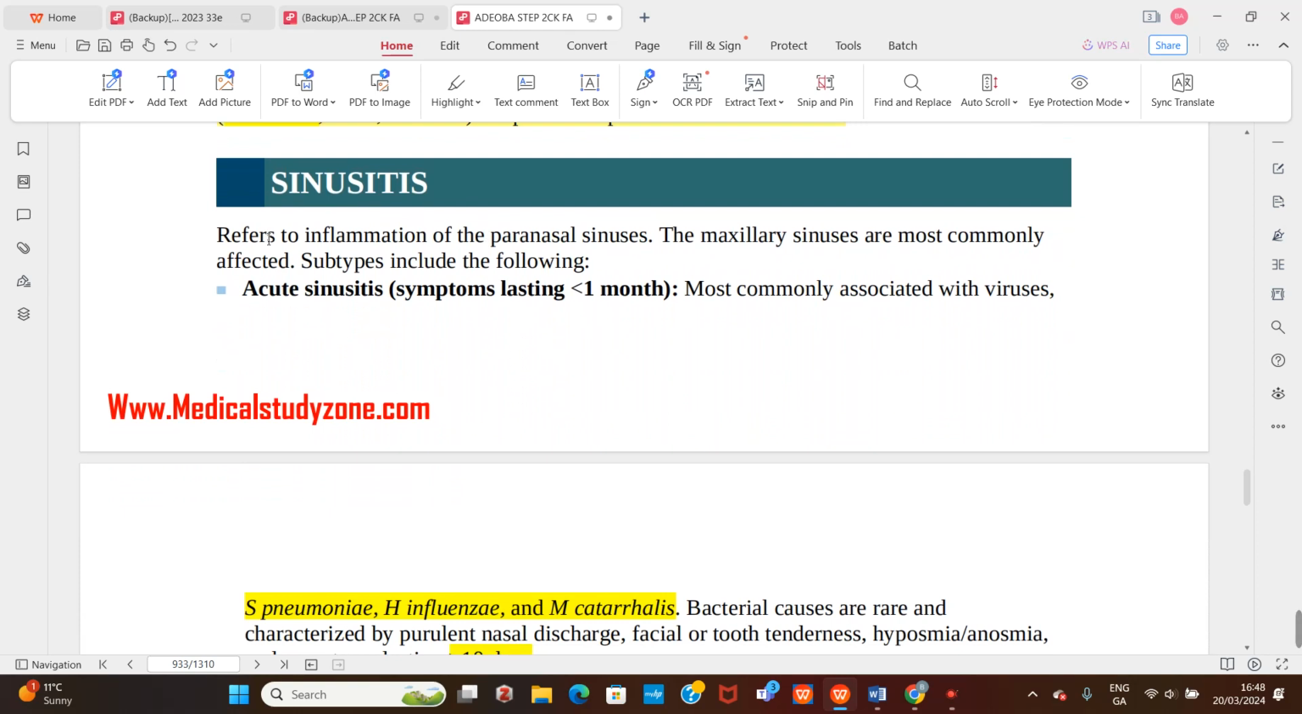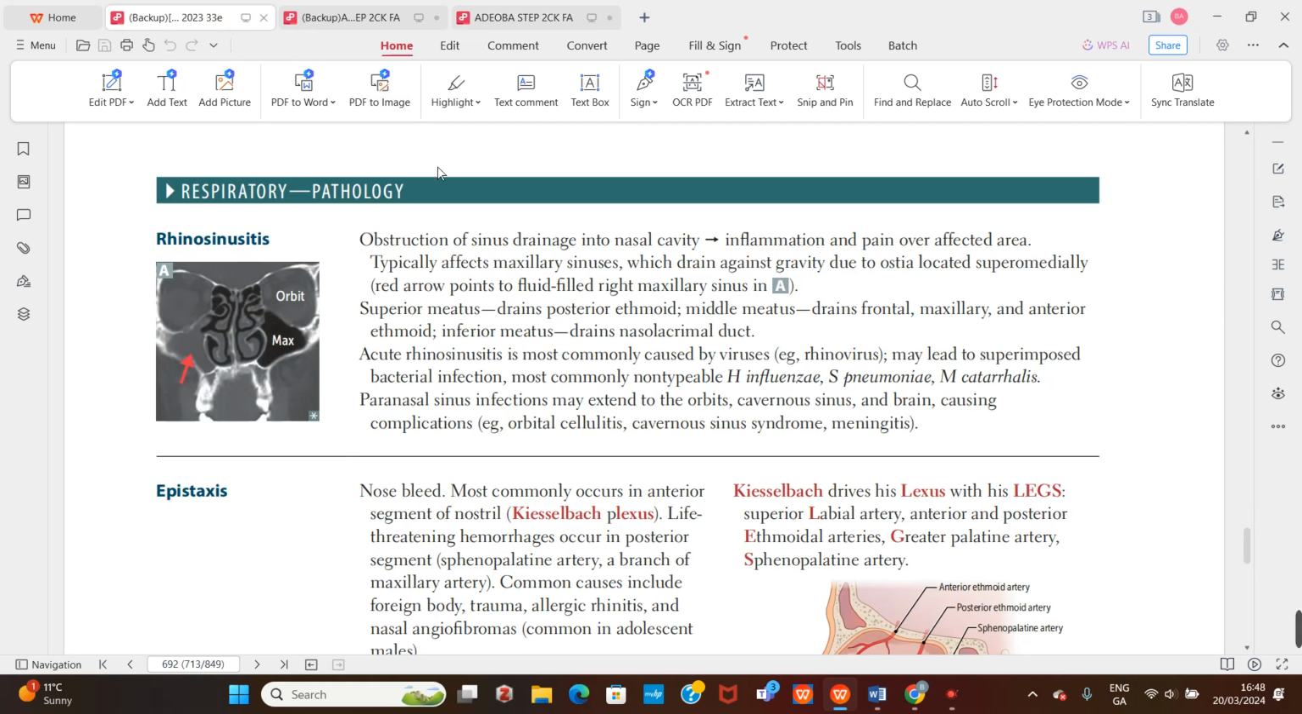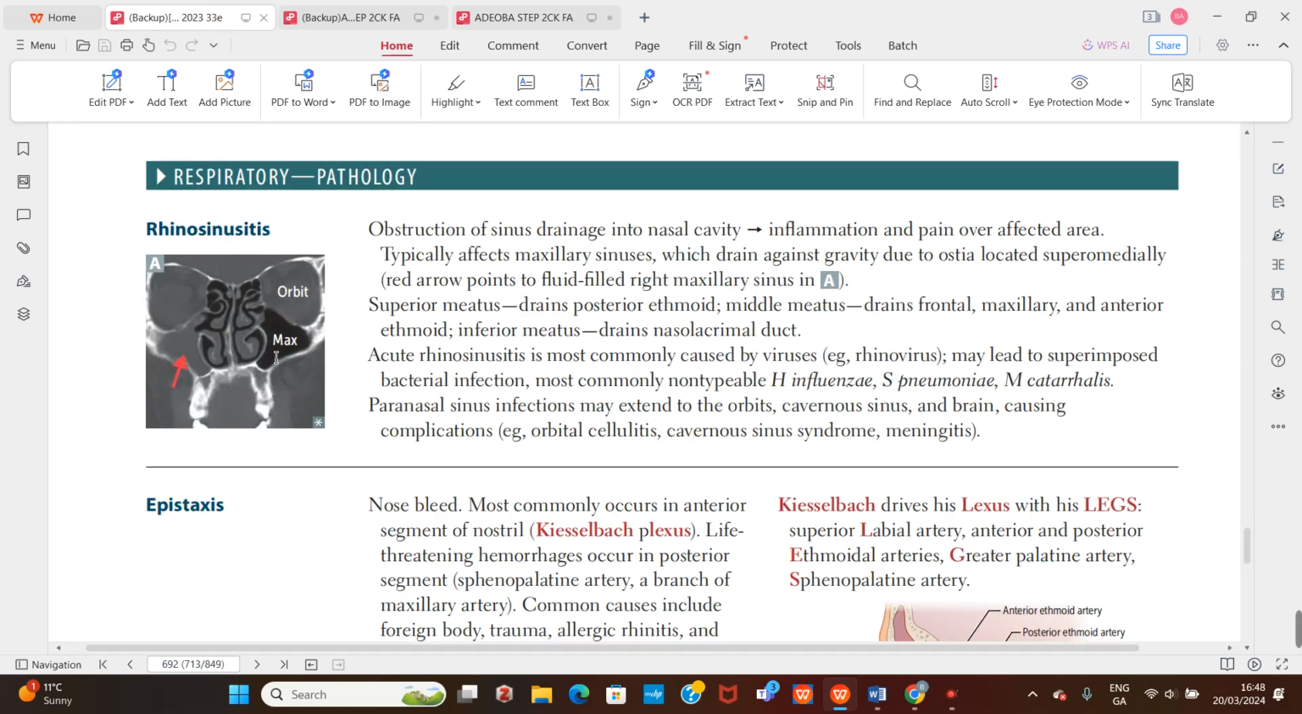So moving on to sinusitis, this is actually inflammation of the paranasal sinuses. The most common sinus that is affected is the maxillary sinus. The reason why this occurs is because the maxillary sinus drains against gravity. So we have the diagram that shows the sinuses here. We have the maxillary sinus here, and the way it drains is that it drains into the middle meatus.